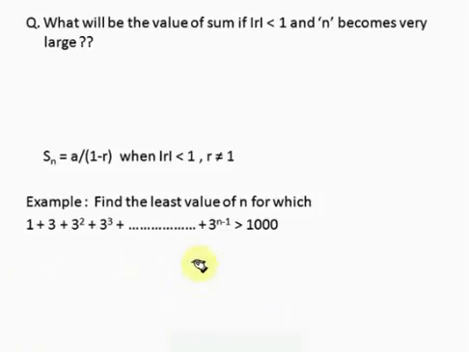If R is equal to 1, then all the terms are equal in the geometric progression and the sum becomes equal to n times the first term.